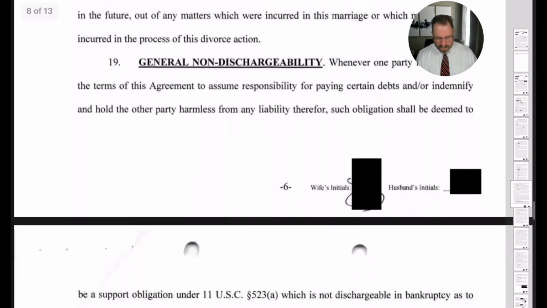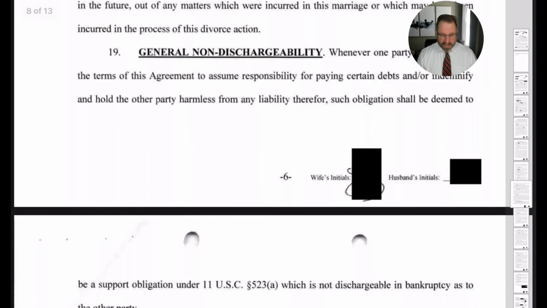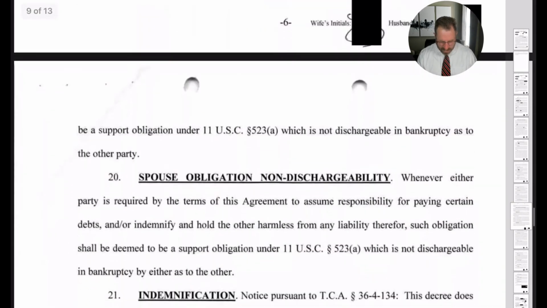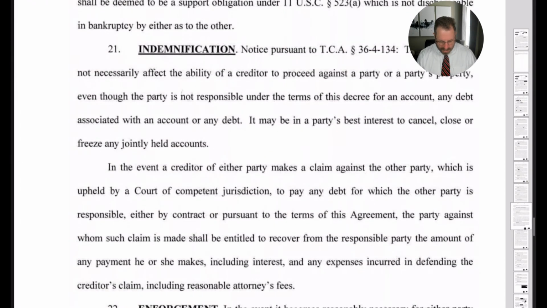So, general non-dischargeability. What this basically means, in paragraphs 19 and 20, is you can't agree to pay alimony and then go to bankruptcy court and get out of it. So if you have an obligation in a marital dissolution agreement to pay your ex-spouse, that is not going to be something you can bankrupt out of.